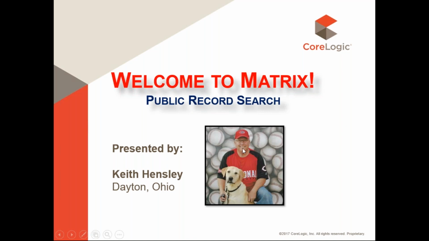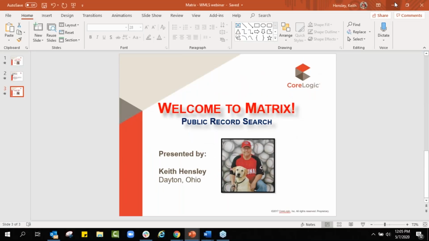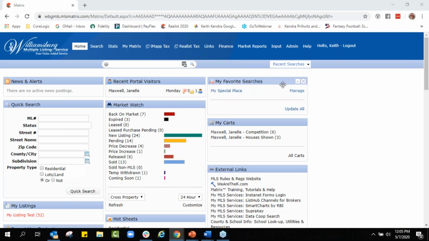So with that said, let's go ahead and jump in to the system here. What you should be seeing now is your Williamsburg Multiple Listing Service, your Matrix system here. Hopefully, I just want to check my screen here. Yep, everyone should be seeing that there.